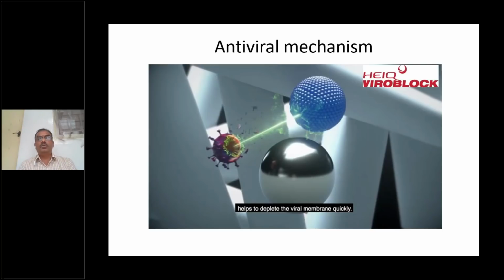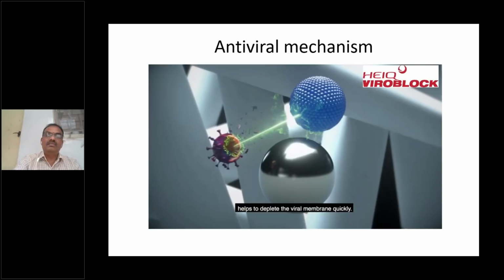Now this picture shows the antiviral mechanism. There are two balls shown there. One is the metal ball, which we can assume is a silver ion. We know the property of silver: silver ions are capable of destroying bacteria very quickly. But now the question is only with the virus. A virus is very, very small compared to bacteria, about 100 times smaller, so it is very difficult to break because of its surface profile.